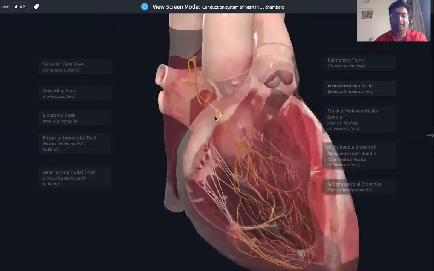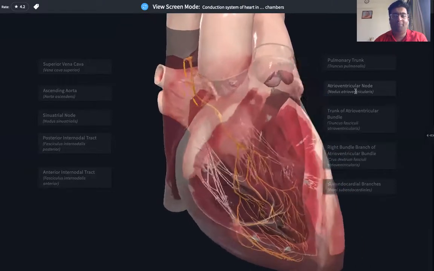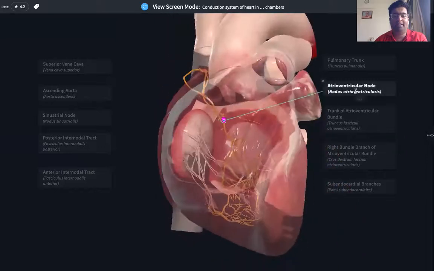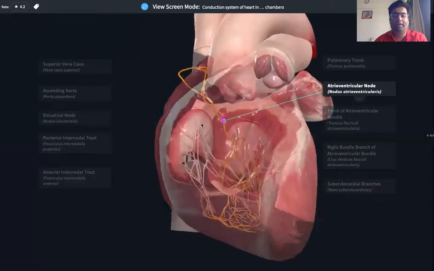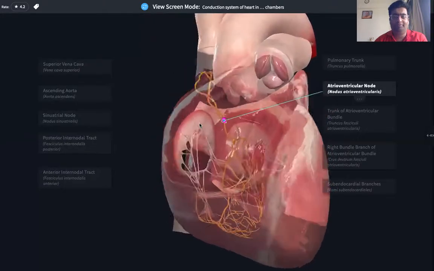I repeat, it is located in the interatrial septum, close to the tricuspid valve. If I have to highlight the position, you can see here the one that is in pink and being pointed out by this line here is the AV node, that is the atrioventricular node, located very close to the tricuspid valve.